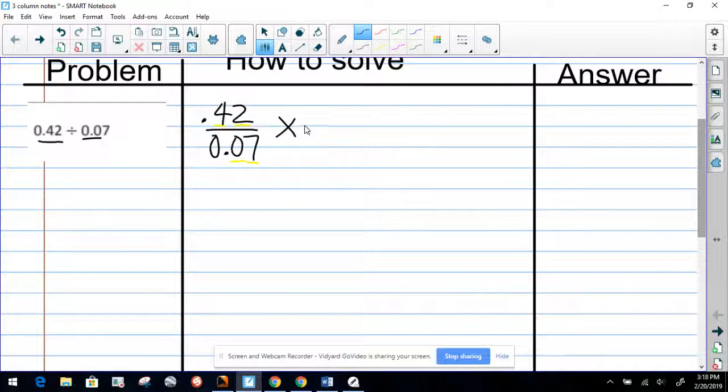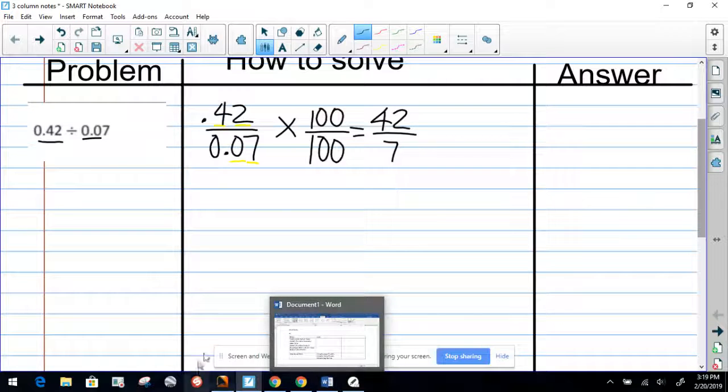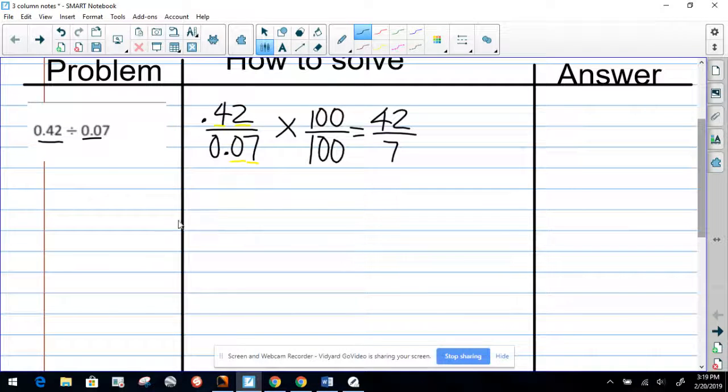So now we're going to multiply them by 100. So that's how I know, because they're hundredths. So we multiply them by 100, and that's going to become 42. And 700 divided by 100 equals 7. Now, this is something that we've done in the past, but let me just review really quickly.